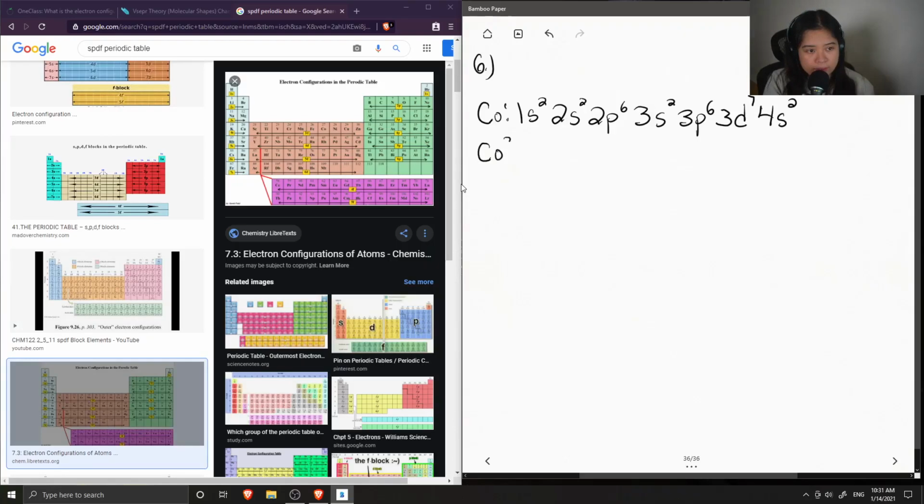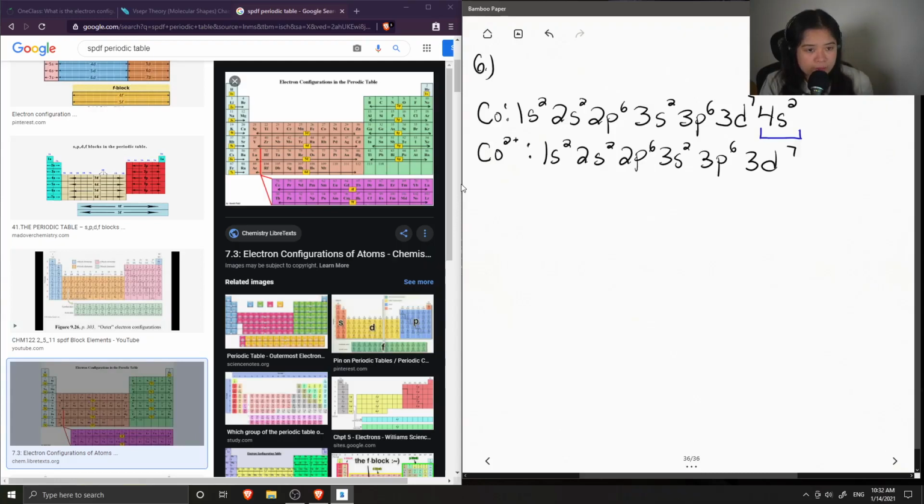If we were to write the cobalt 2+ ion, that means 2 of the electrons are removed. So we remove the 2 electrons that are in our s orbital. So now its electron configuration is 1s2, 2s2, 2p6, 3s2, 3p6, and then 3d7.